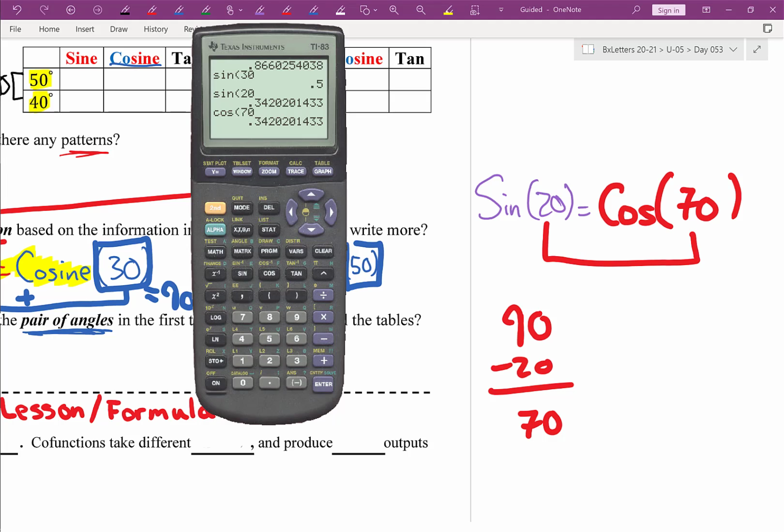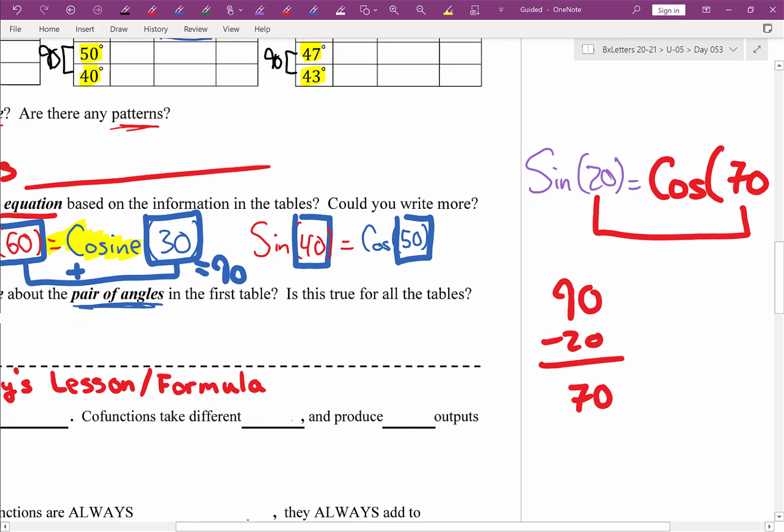And it always works. You could pick really weird numbers like the sine of 1. The complement of a 1-degree angle is 89, and the complementary function of sine is cosine. So cosine 89 will be the same. And that's today's lesson. That's the formula.